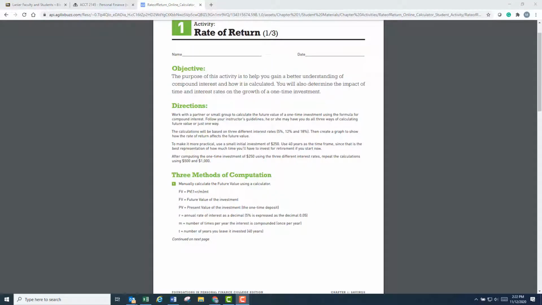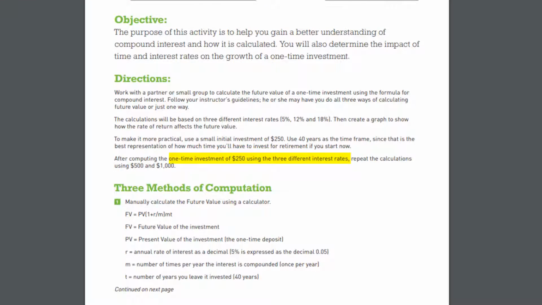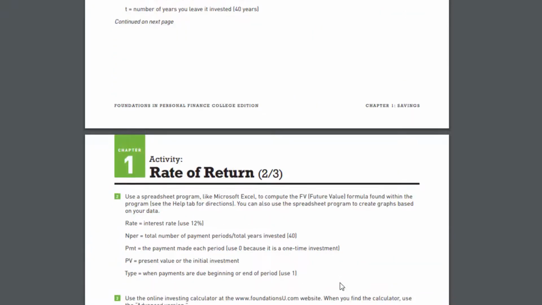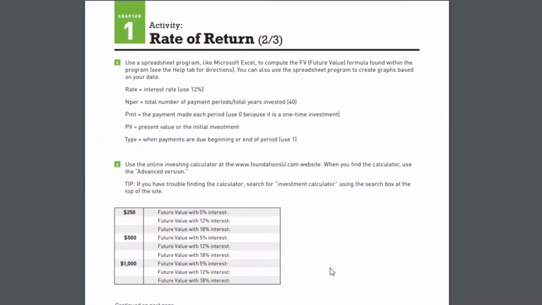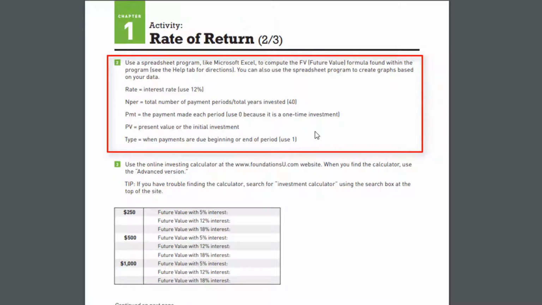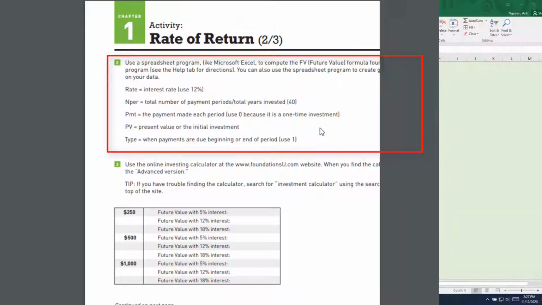In this activity, we need to figure out an investment of $250 right now, the present value. What is the value of that 40 years later, the future value in 40 years? There are several ways to calculate it. First is a calculator, manually calculate or use Microsoft Excel. There is a website that shows an online calculator. We will use Microsoft Excel. So read through the information here and then we'll move to Excel.